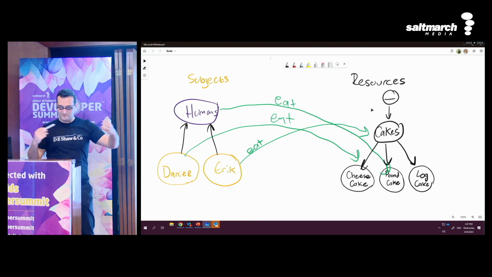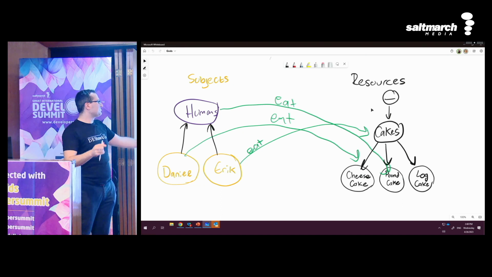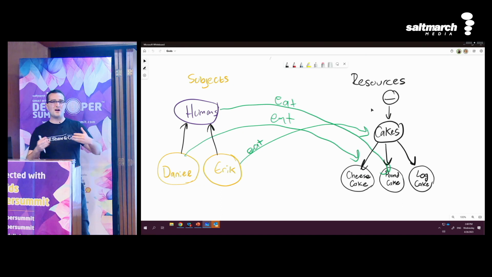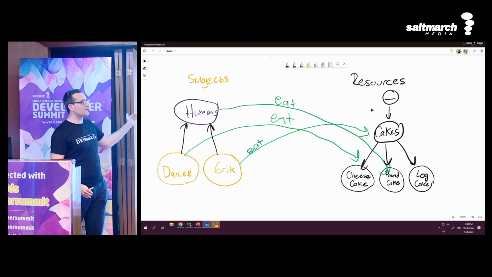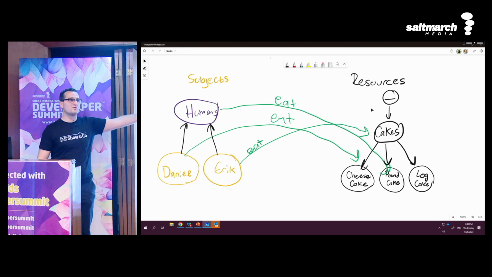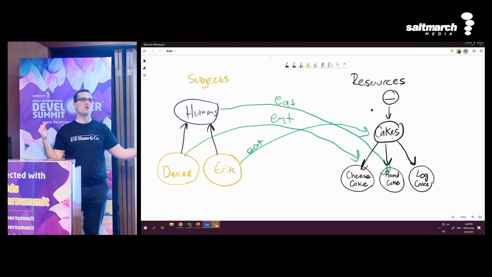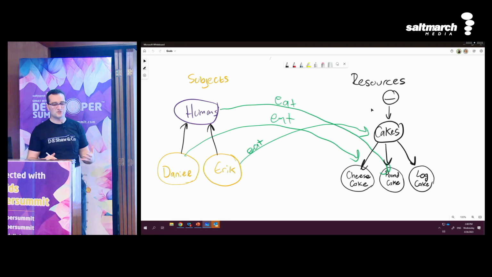Cool. So now we have a little bit of a more complicated system here. We have hierarchy on the left. We have a restricted form of hierarchy on the right. Let's try and represent some orthogonal planes here. Let's try and represent that Eric can eat log cake on Friday. So what can we do?